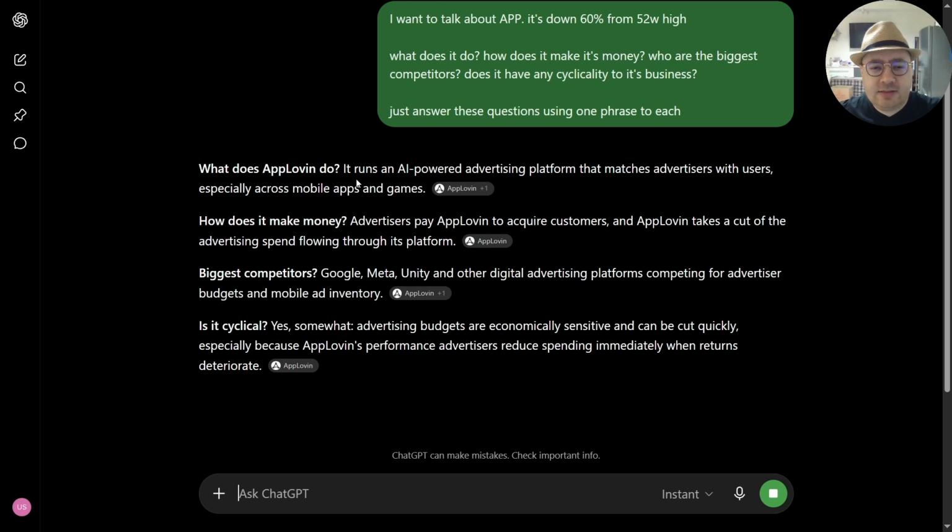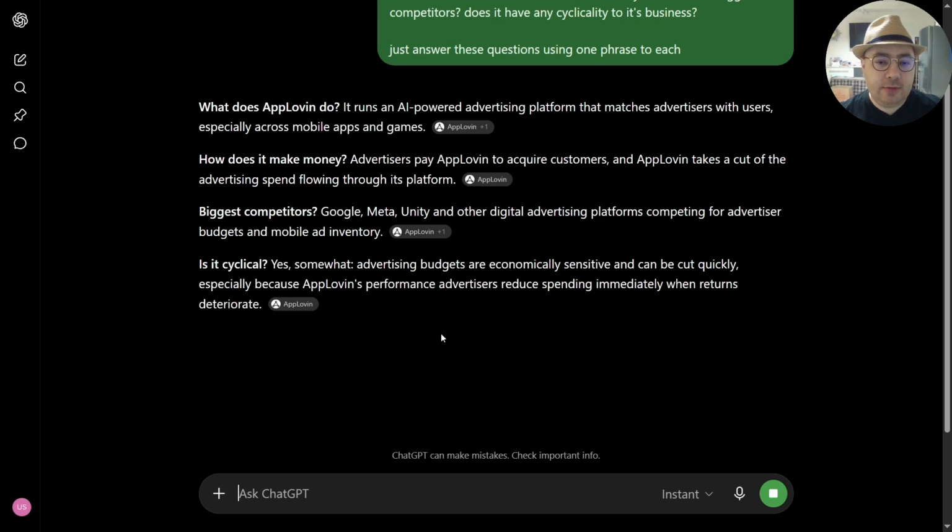Is it cyclical? Yes, somewhat. Oh, interesting. Advertising budgets are economically sensitive. That's what I said. They can get cut, especially because with AppLovin's performance, advertisers reduce spending immediately when returns deteriorate. So AppLovin seems like they have some kind of performance on the dollar that these advertisers invest with AppLovin. So they acquire more customers or for cheaper using AppLovin ads, from what I understand.